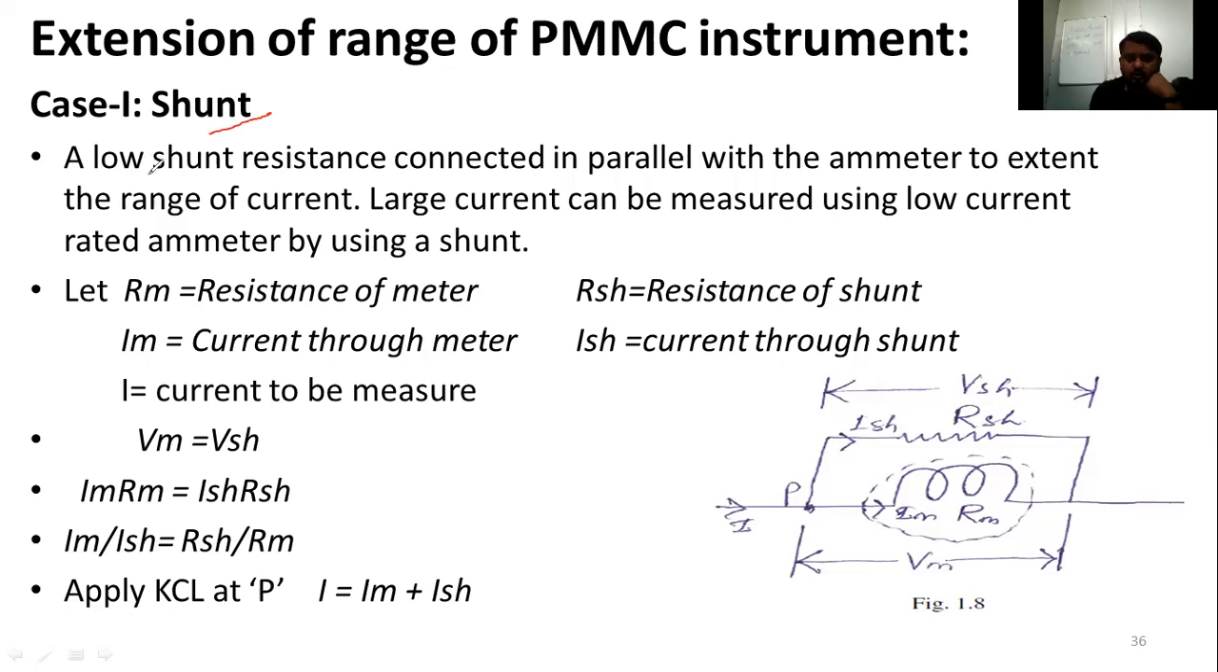Okay, a low shunt resistance is connected in parallel with the meter here. One small value resistance I am connecting here. The main intention of this low resistance value: if the resistance is low, in which area will the maximum current flow, low resistance or high resistance? What is the relation between current and resistance? Inversely proportional. The resistance is inversely proportional to current.